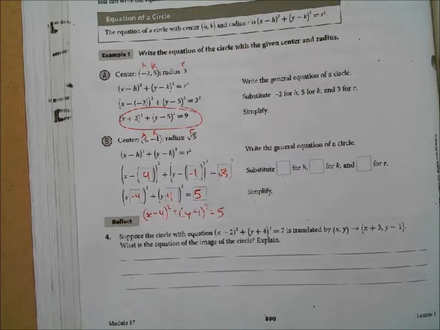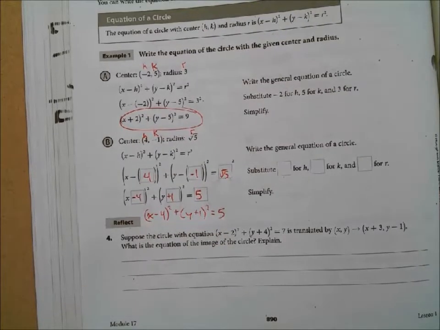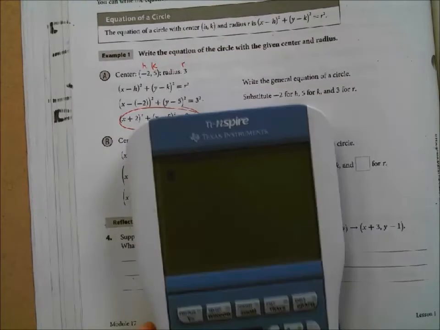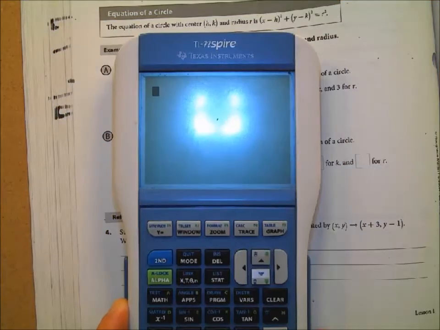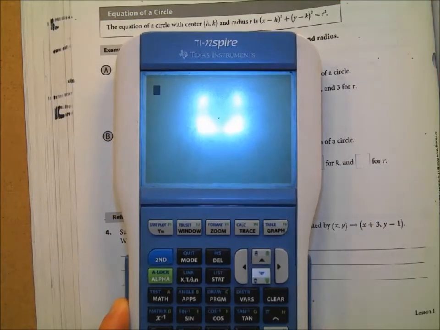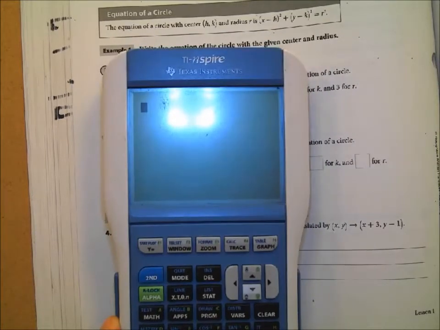Now, if you're curious, you can actually graph this using your graphing calculator. Okay? And I'll show you that here real quick before we jump into some other stuff about finding the center and radius of a circle. In order to graph something in our graphing calculator, what buttons do we need to press? We got to go to what? If we want to graph something, we have to go to what?